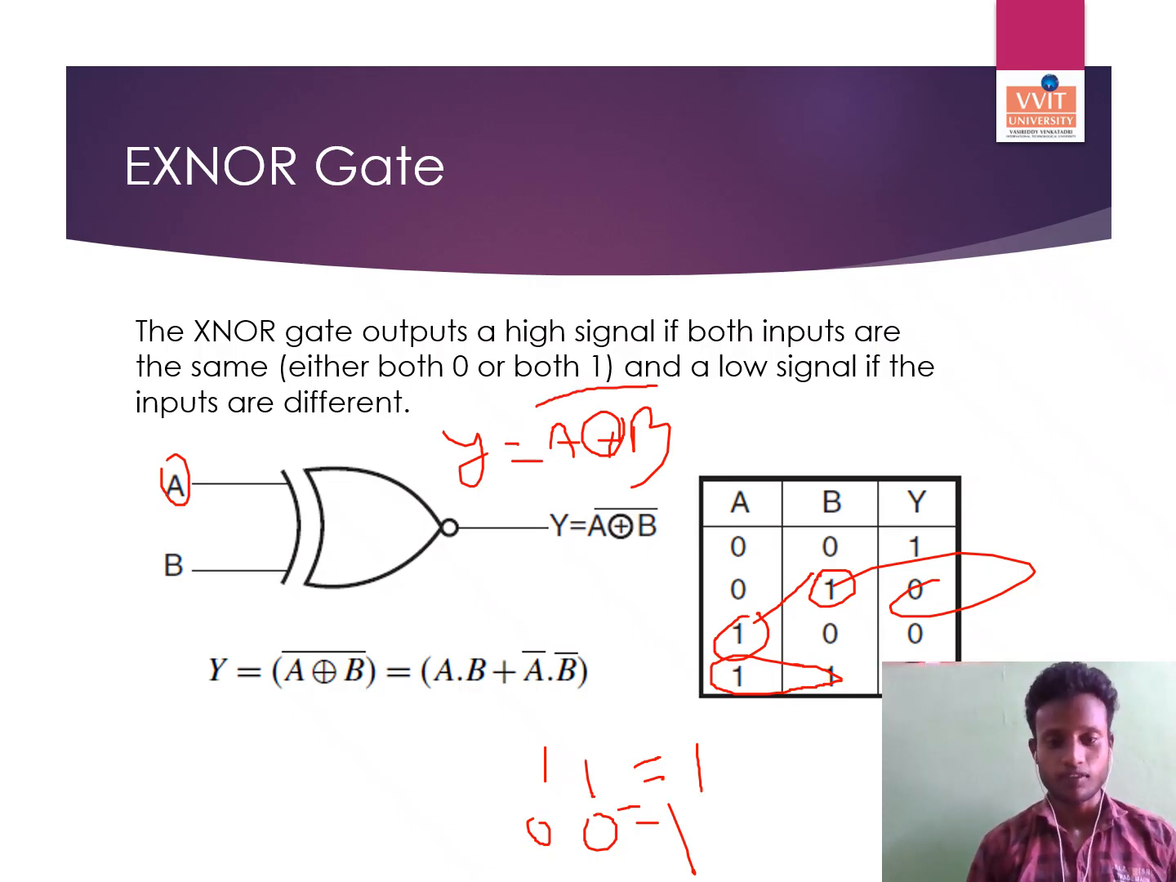This is all about the XNOR gate. What is the function? If there is an odd number of ones in the input, the output will be 0. If there is an even number of ones, the output will be 1, or an even number of zeros, the output will be 1. Or, nothing but, if the inputs are the same, the output is the same.